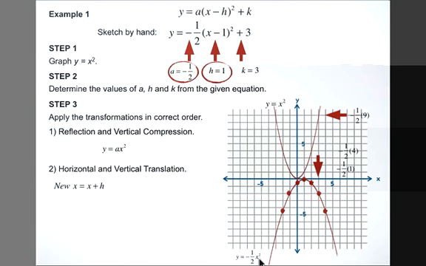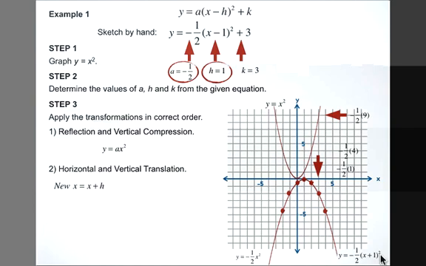Now we have to do our vertical translation. Before we do that, we know that the current form of this parabola can be represented by this equation, or this expression. y equals negative 1/2 times (x minus 1) squared. The only thing that's missing is our k.